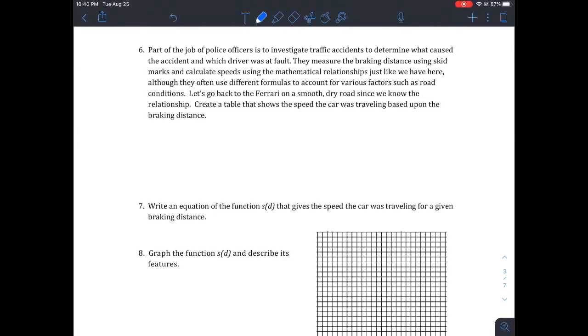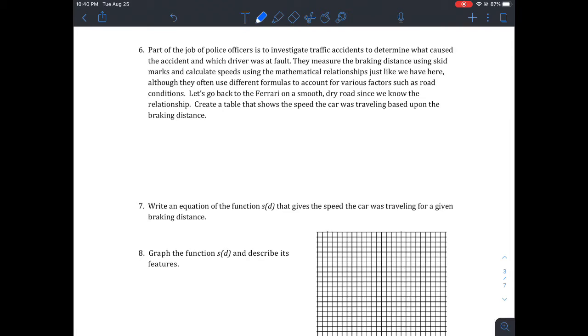Next question says, part of the job of police officers is to investigate traffic accidents to determine what caused the accident and which driver was at fault. They measure the braking distance using skid marks and calculate speed using the mathematical relationships just like we have here, although they often use different formulas to account for various factors such as road conditions. Let's go back to the Ferrari on a smooth, dry road since we know the relationship. Create a table that shows the speed of the car when traveling based upon the braking distance.